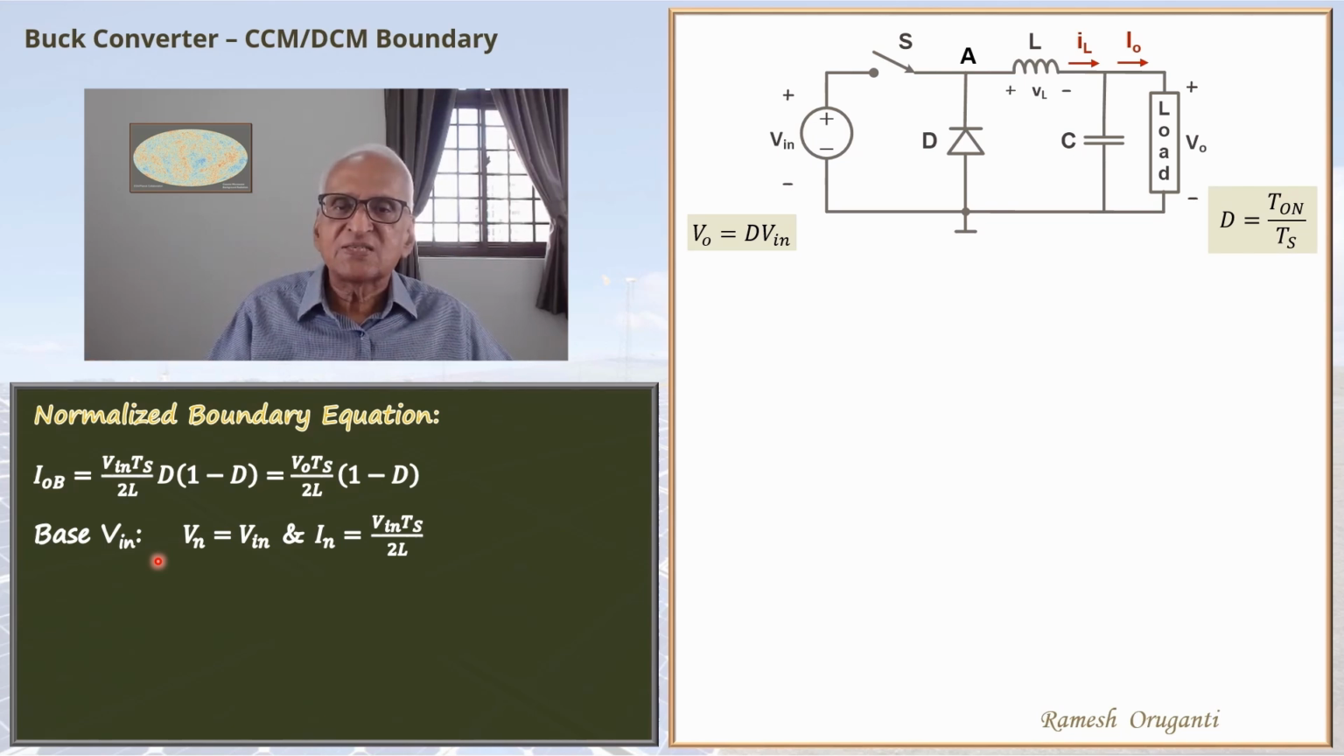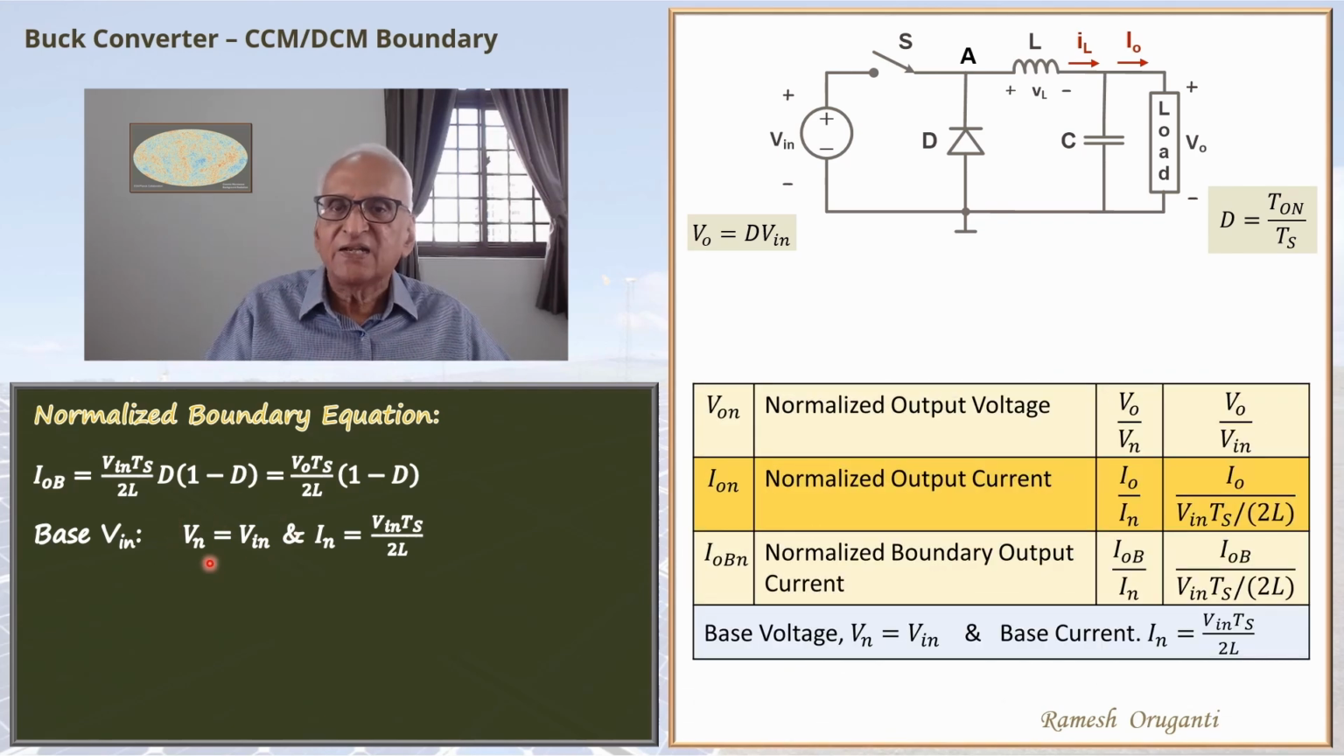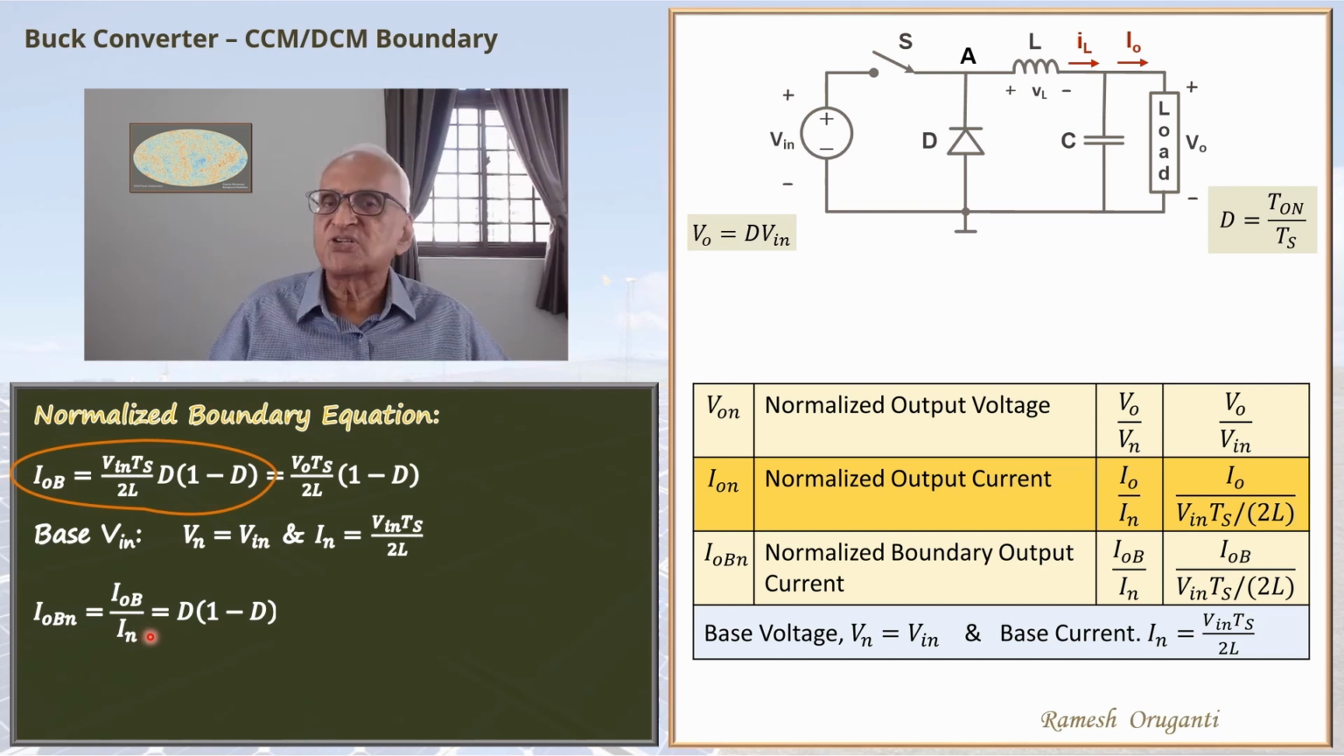So with this base, the base voltage Vn is Vin. The base current, it is very convenient to take Vin Ts by 2L. The boundary current IOB divided by In, the current base, will give us the normalized boundary current. IOB by In is simply D times (1 minus D). So IOBN is a dimensionless quantity. D and 1 minus D are dimensionless quantities. So this equation has no dimension.